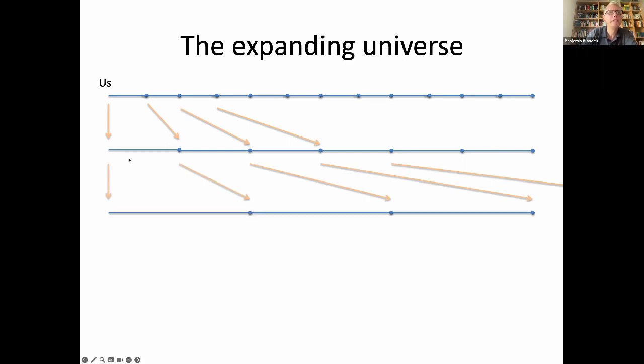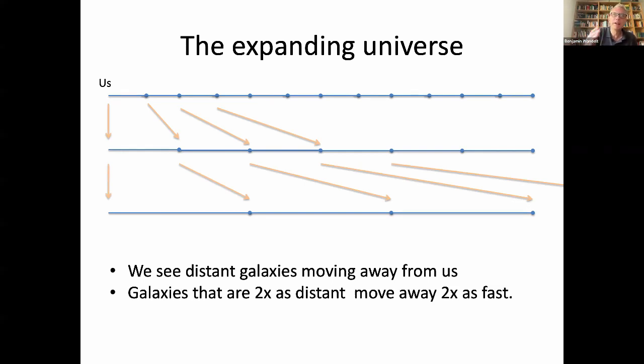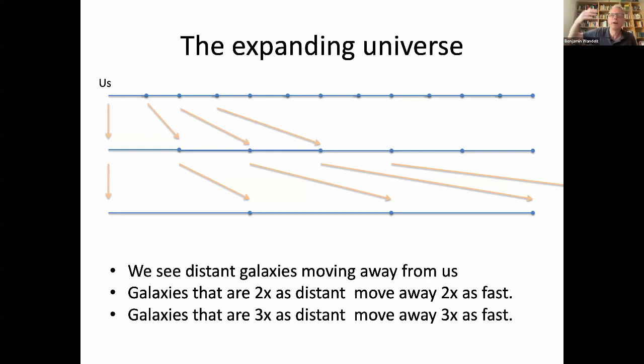Here we have a universe that's half the density after another step of expansion. And you see, again, the galaxies move away and still, the farther away they are, the faster they expand. Like this one now is farther away and so forth. So we see distant galaxies moving away from us in an expanding universe. This is what we understand from this toy model. In fact, we also understand that galaxies that are farther away move faster away. So it's twice as far away, it moves twice as fast. Three times as far away, moves three times as fast, and so forth. All right. So now you understand the expanding universe.